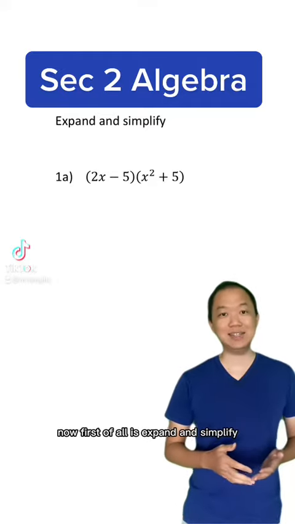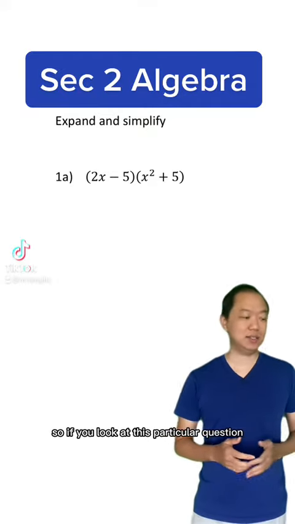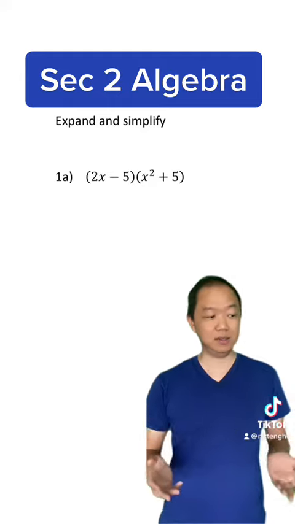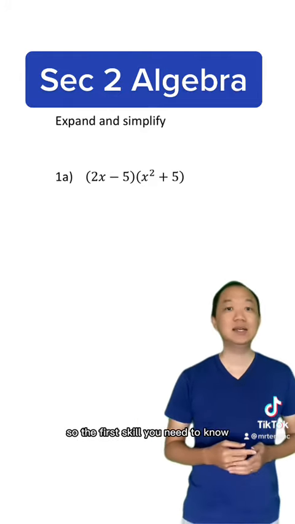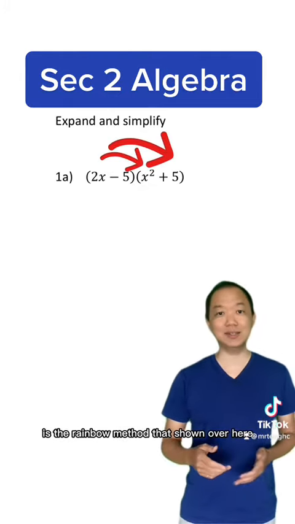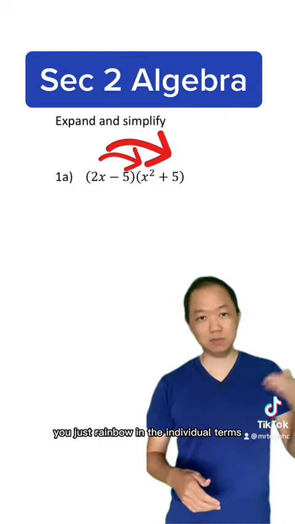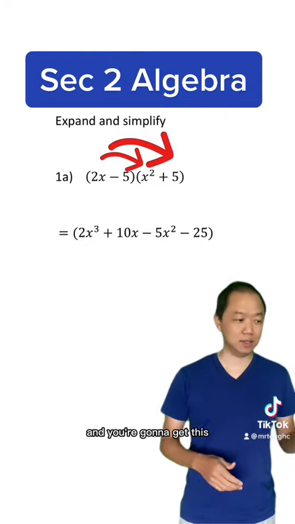Now, first of all is expand and simplify. So if you look at this particular question, we have 2x minus 5, and then we have an x squared plus 5. So the first skill you need to know is the rainbow method, as shown over here. You just rainbow in the individual terms and you're going to get this.